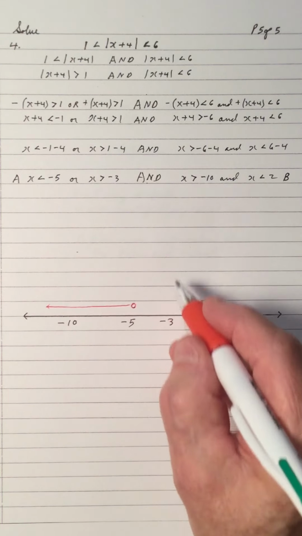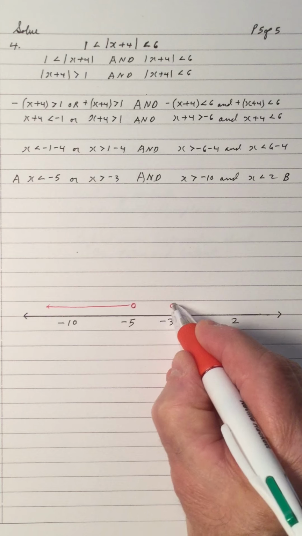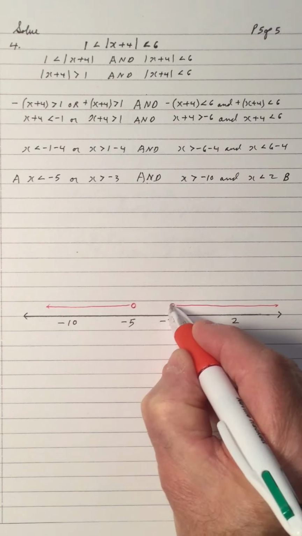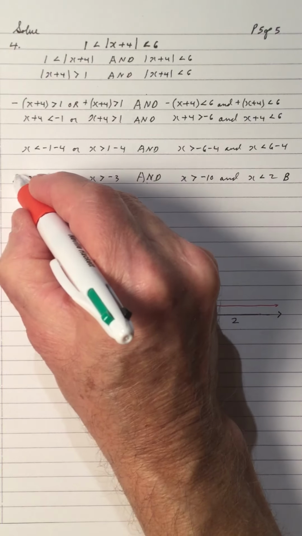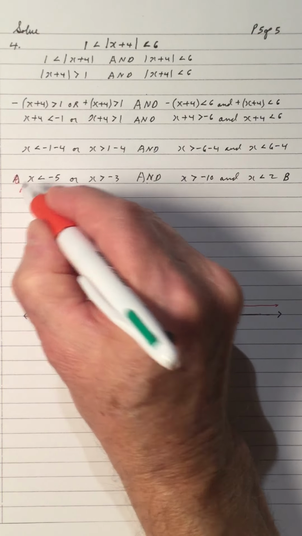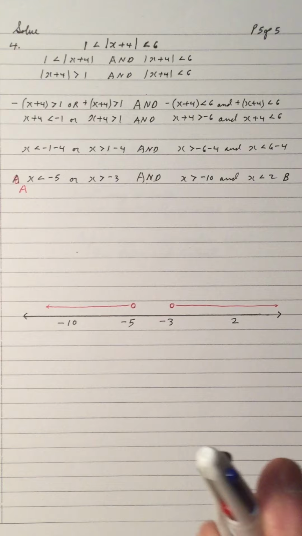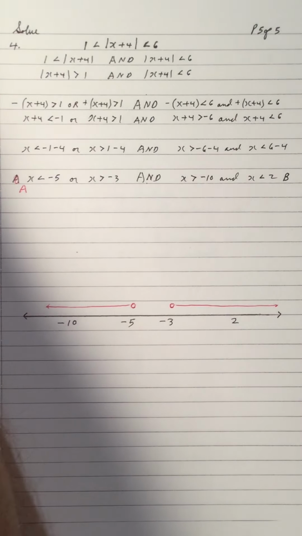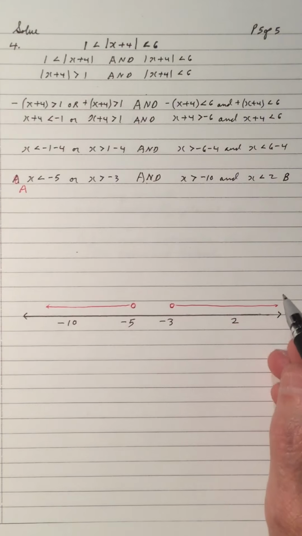And x is greater than negative 3, not equal to negative 3, but greater. So you go to the right. So that's A. Let's say A is in red. And let's use the B in black.